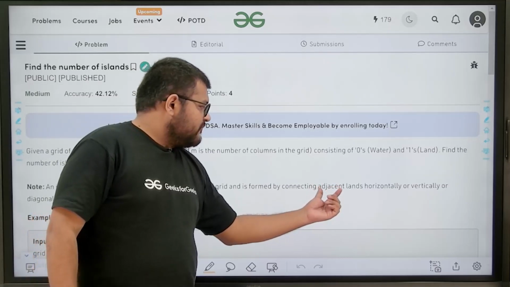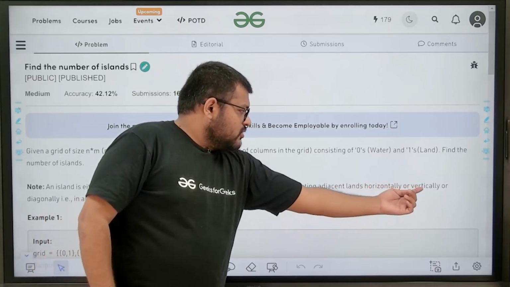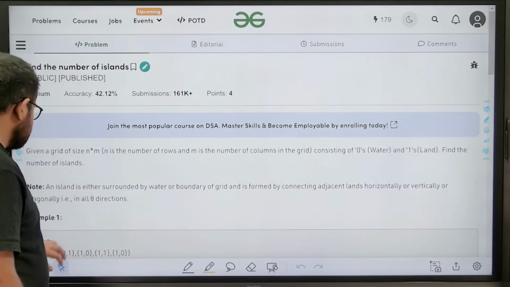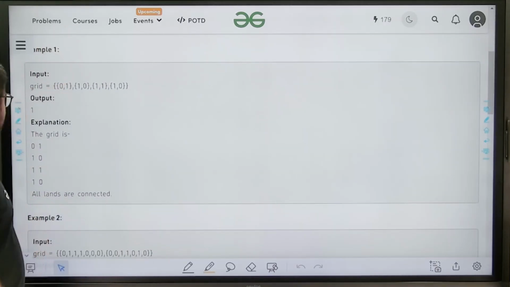And what is the meaning of adjacent? The lands which are either horizontally or vertically or diagonally adjacent, that is, in all 8 directions. So let us look at an example for better understanding. Suppose we are given a grid here. So all these 5 ones are land, and these 3 zeros are water.